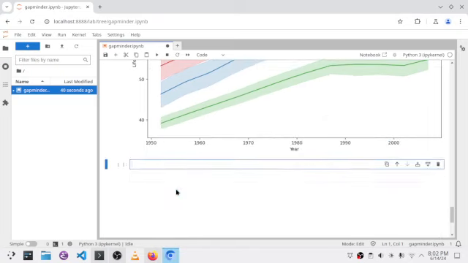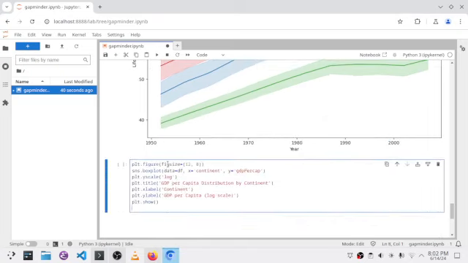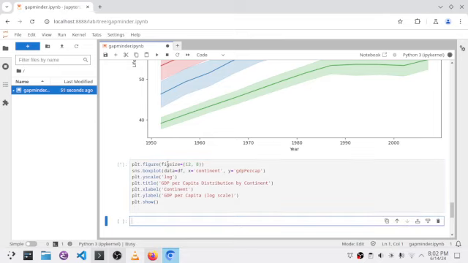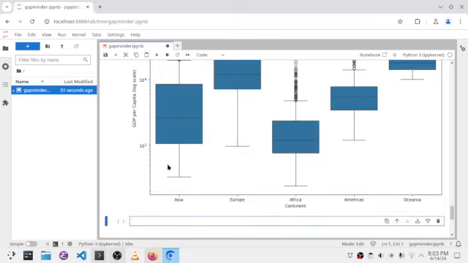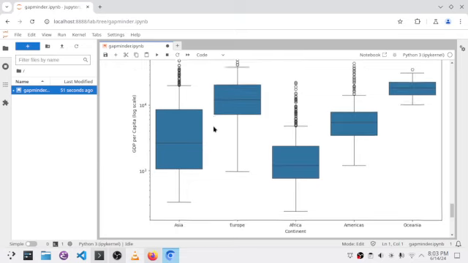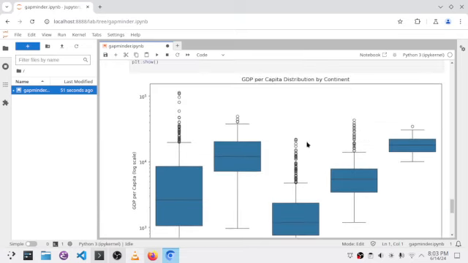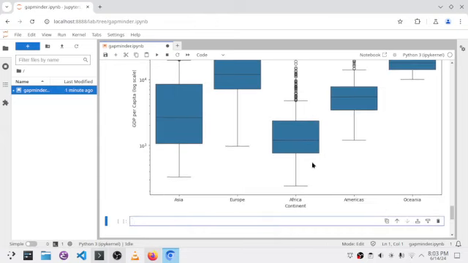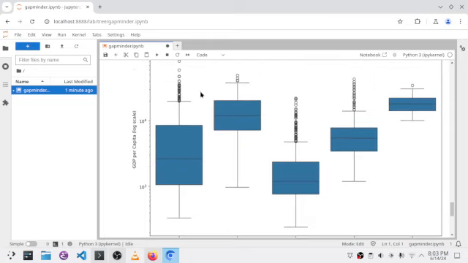So Africa has a lot of outliers. Oceania. This here, of course, is Asia. Europe, Americas have some outliers also. Quite a bit. Of course, at this point, we would probably want a histogram for each continent.